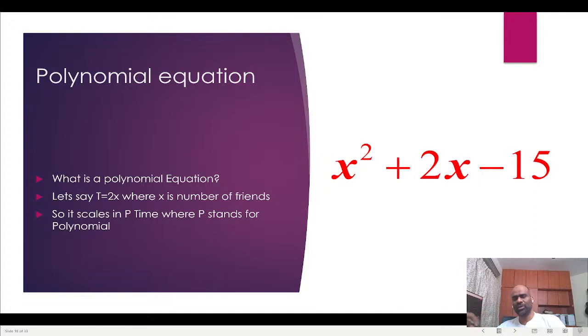So there is one complicated equation when we are choosing a restaurant. It's basically the equation x squared plus 2x minus 15. This will give you the time taken for that decision to be taken, or the restaurant to be chosen, right? So basically when this problem is smaller, it is solvable in P time.